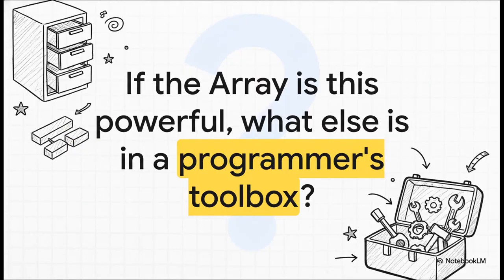And that kind of leaves us with a final thought to chew on. We've really only scratched the surface today by looking at the array. What about all those other branches on the family tree? The linked lists, the stacks, the trees? If this one simple structure is so powerful and essential, just imagine what's possible with the rest of the tools in a programmer's toolbox.